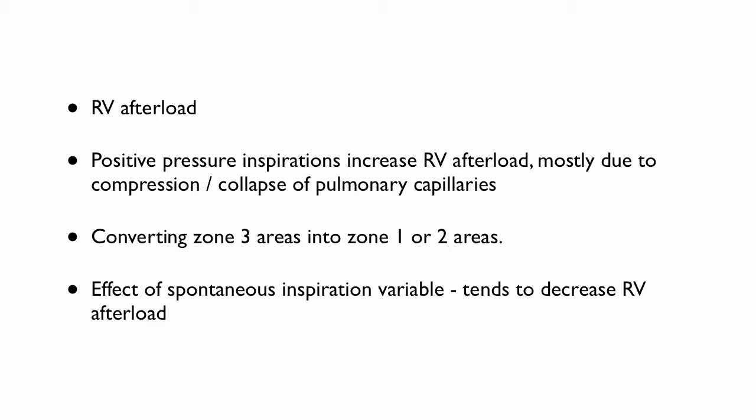Thinking about the right ventricle, the positive pressure inspirations increase the RV afterload, mostly due to the compression and the collapse of the pulmonary capillaries. So essentially, if you remember the West zones, and we'll talk about this more next time, it's converting zone 3 areas that are perfused into zone 1 or 2 areas where the alveolar pressure is greater than the capillary pressure.